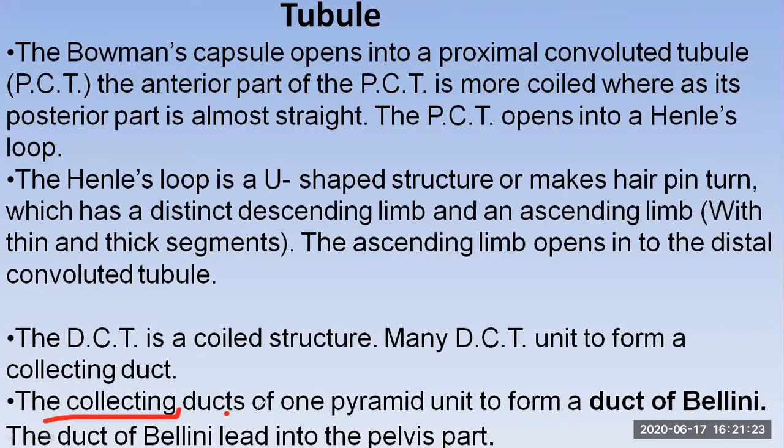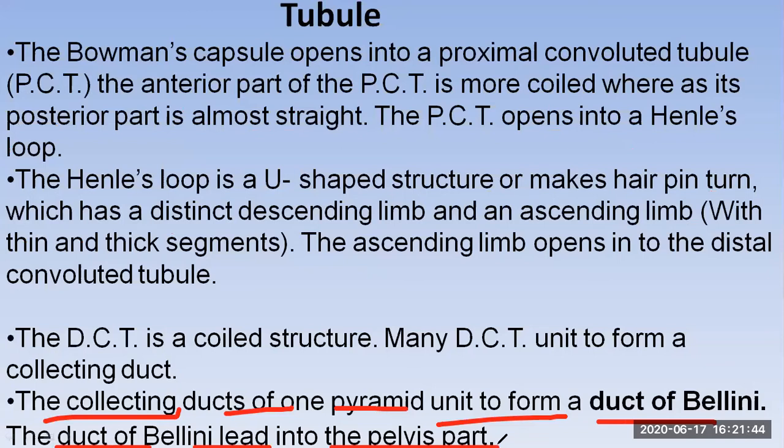The collecting ducts of the one pyramid unite to form a duct of the Bellini. The duct of Bellini leads into the pelvis part, and pelvis opens into the ureter. Okay, and the ureter opens into the urinary bladder and ultimately the urethra.